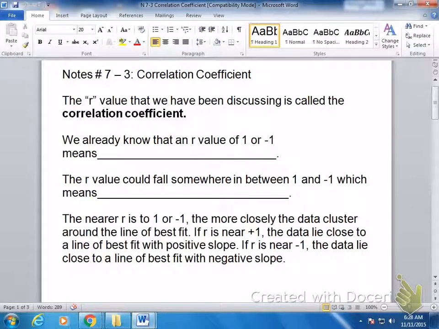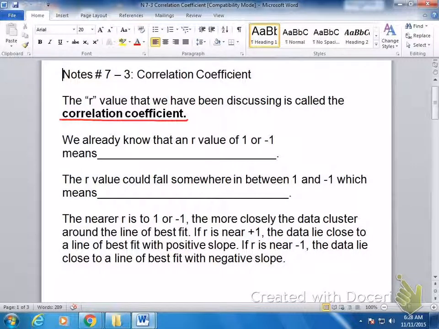All right, guys. So we're going to continue talking about scatter plots today. In a sense, we're going to talk about the correlation coefficient. Whether you know it or not, we've been talking about this for a while. The R value that we've been getting when we're putting our data in the table, that's the correlation coefficient. So that's a very important term to remember.